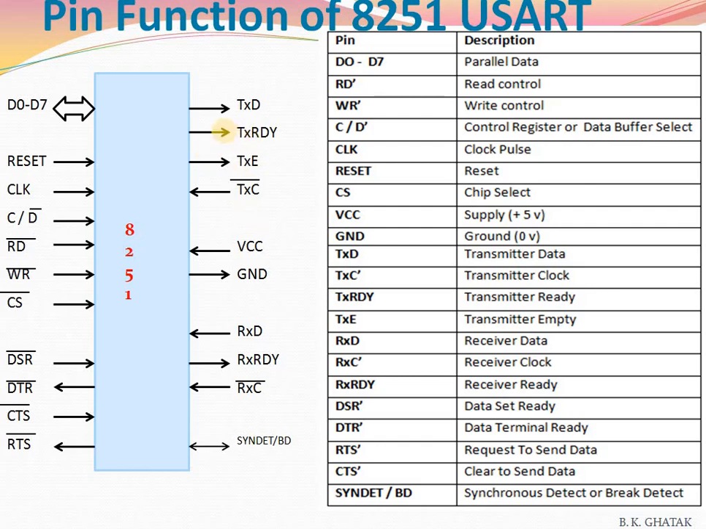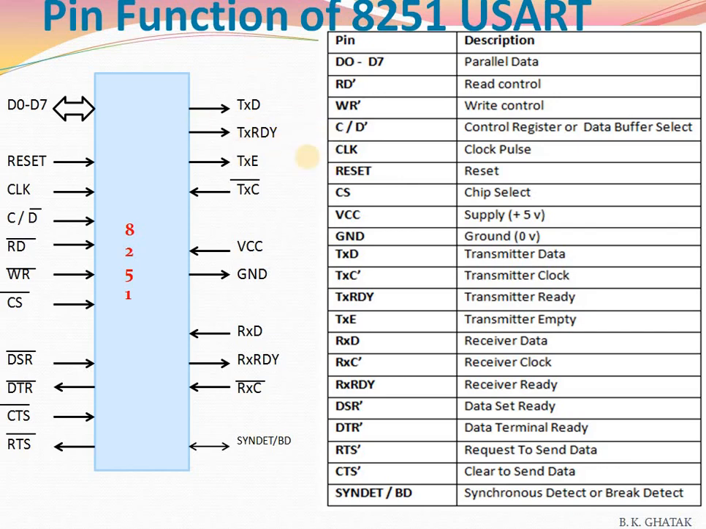Next one is TXRDY. That means transmitter ready. This is an output signal. When it goes high, it indicates that the buffer register is empty and the USART is ready to accept data. It can be used either as an interrupt to the MPU or to indicate the status. This signal is reset when a data byte is loaded into the buffer.